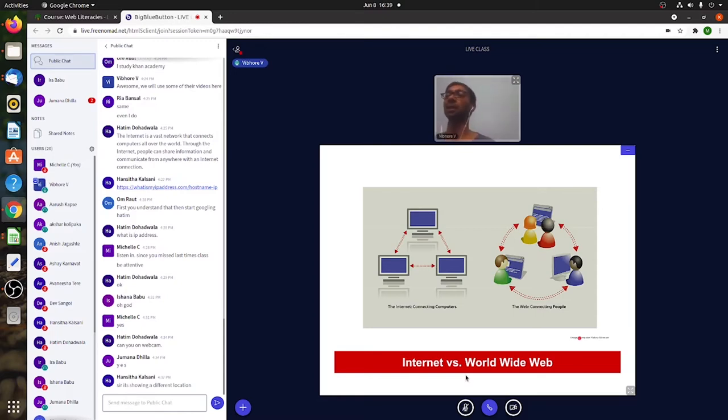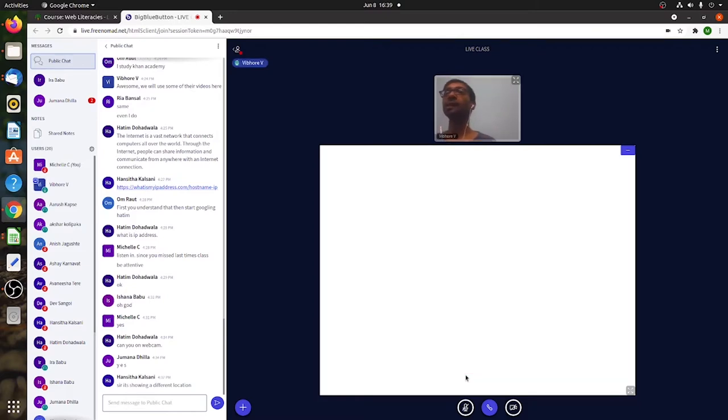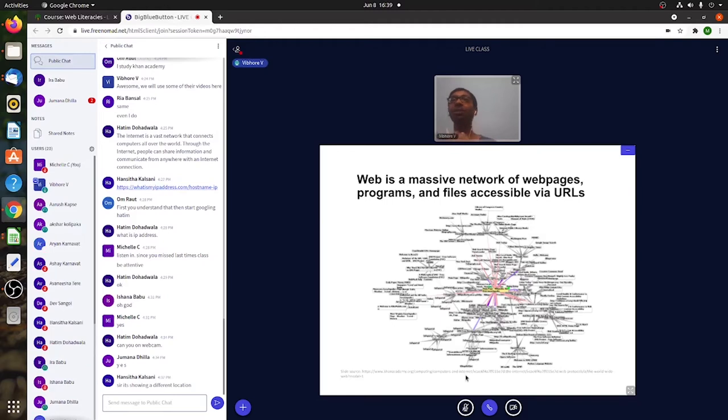What does that mean, to connect people? It means the web is all the web pages, programs, and files that people are putting out there, uploading. This is an example of just a snapshot of one small part of the web, one small set of nodes, URLs that exist on the web. There is just a humongous amount of such networks and such connections.